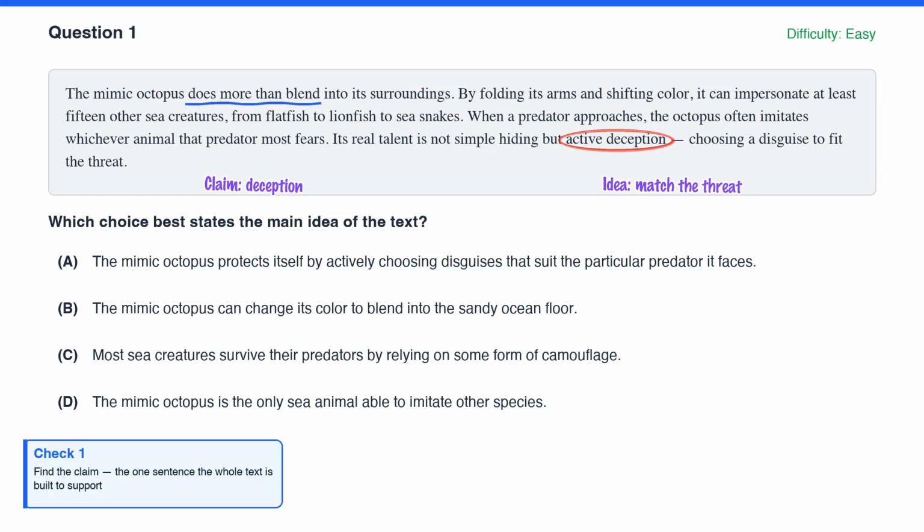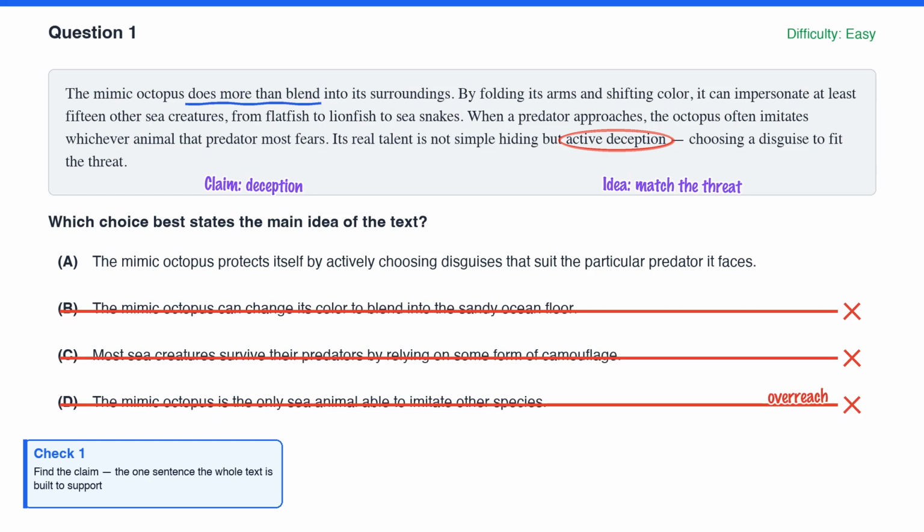Now the choices. B says the octopus changes color to blend into the sandy floor. But blending is the simple hiding the passage moves past. That's one detail, not the point. Set it aside. C says, most sea creatures survive by camouflage. The passage is about this one octopus, not sea creatures in general. Rule it out. D says the mimic octopus is the only species that can imitate others.